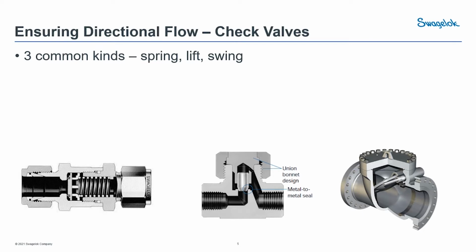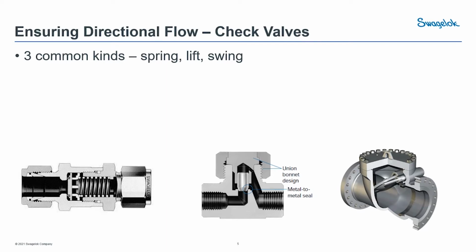First style is a spring style. Springs are nice because they can be installed in any geometry. You can put them vertical, horizontal, on an angle. They're going to work basically the same. Certain models can also be adjusted. You can adjust how much cracking pressure or how you want it to react in the system on certain styles. So if you have an adjustable spring check valve, that's kind of nice. You're not stuck with the way you buy it necessarily.